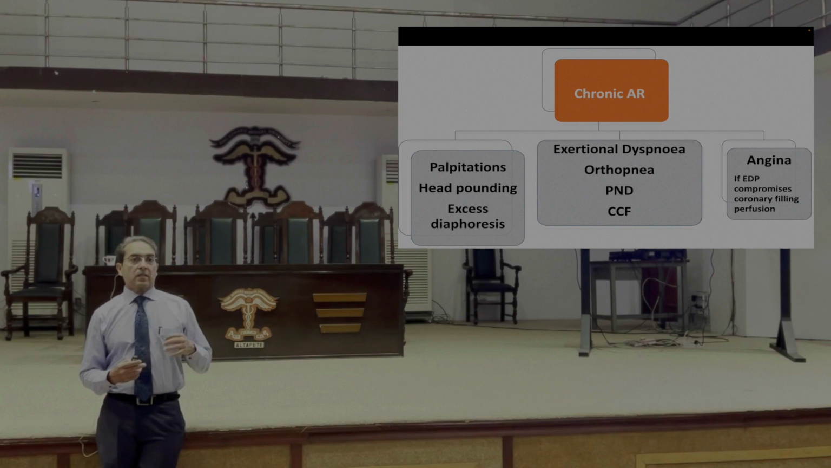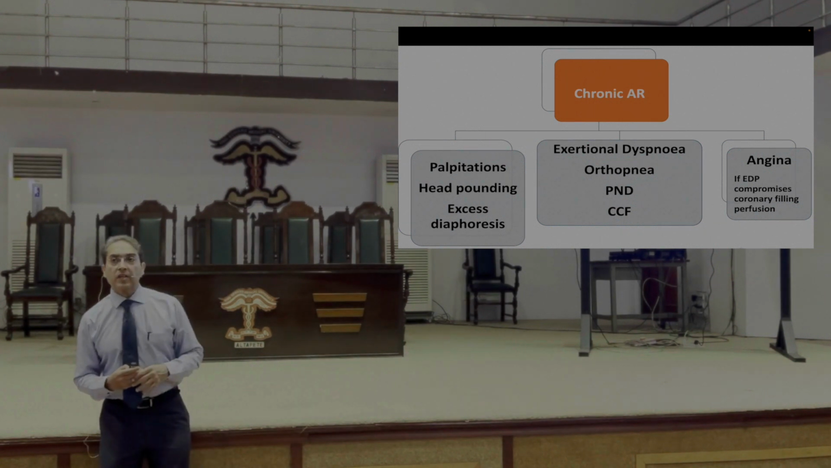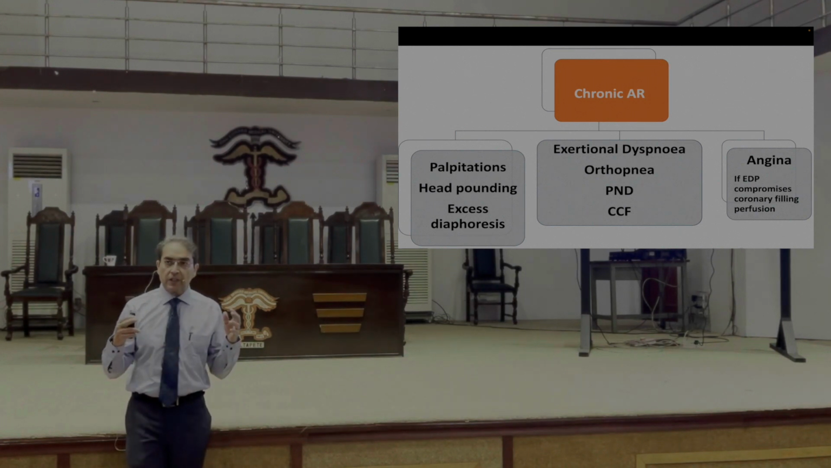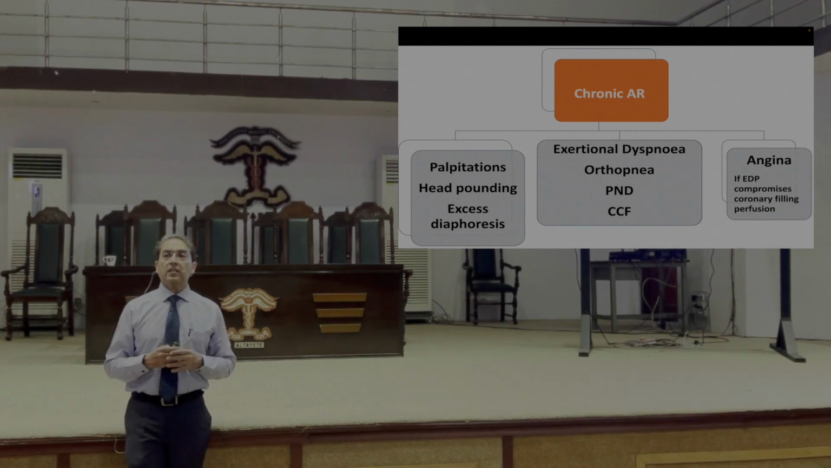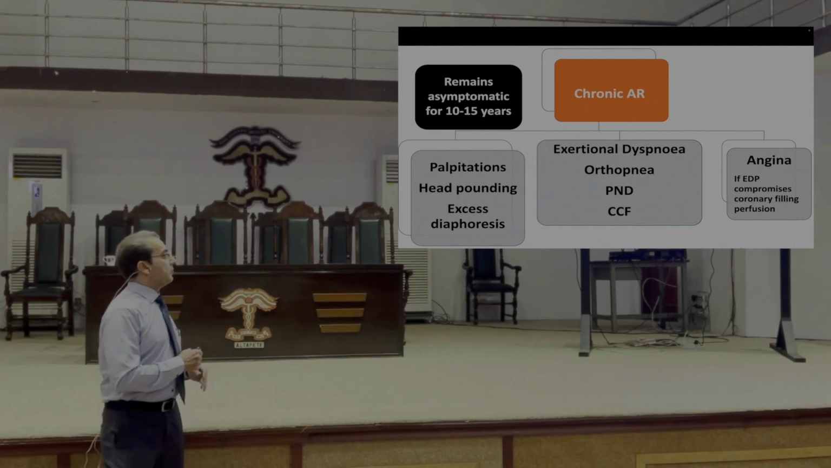So normally, what happens in aortic regurgitation? In systole, the blood goes forward, and in diastole, it comes backward. It should fill the coronaries well, because the coronaries are filled in diastole. But if the end diastolic pressure in the left ventricle is high, it compromises coronary filling. If there is a lot of pressure in the left ventricle, it compresses the coronary arteries, and the blood is not normally filled into the coronary arteries. That can result in angina.